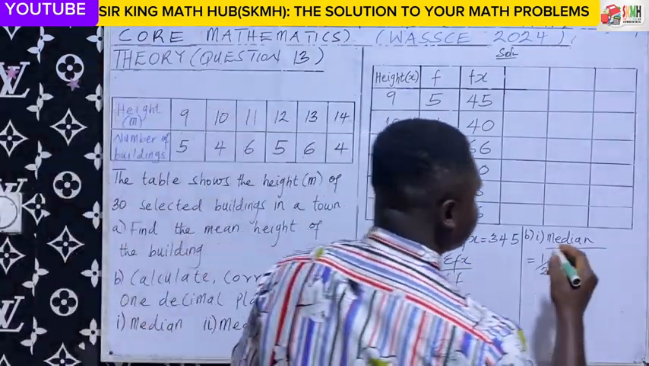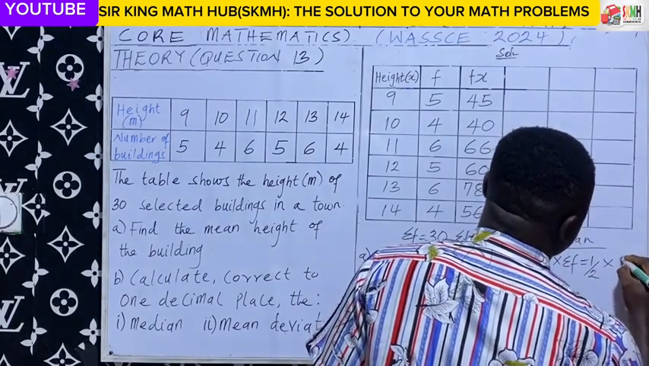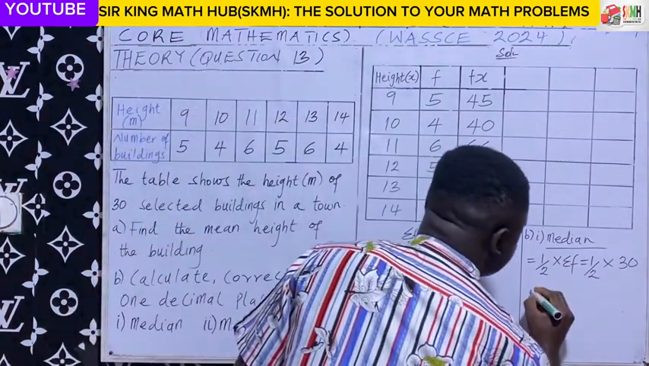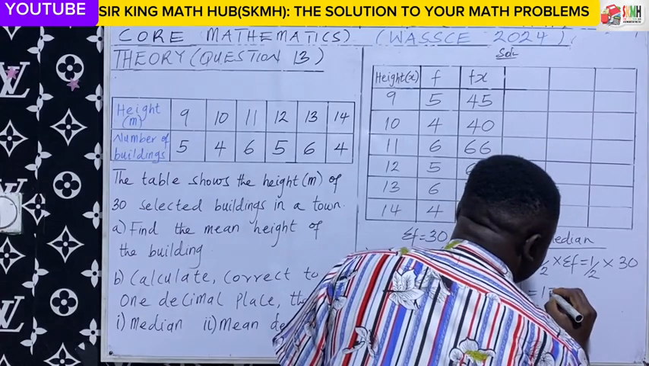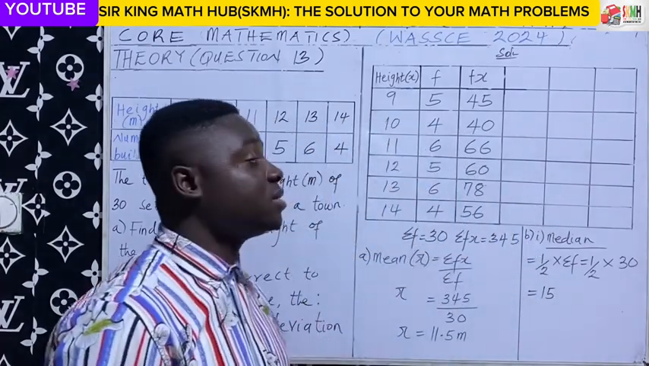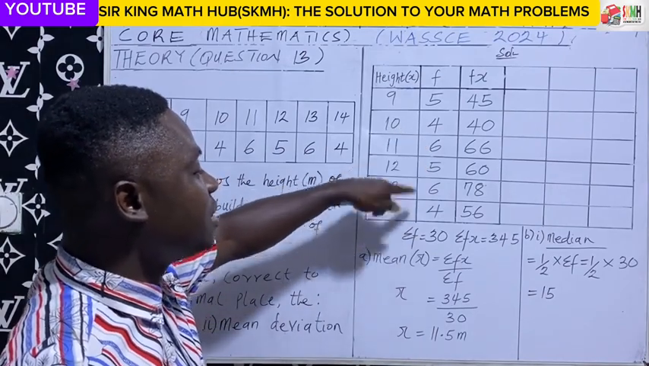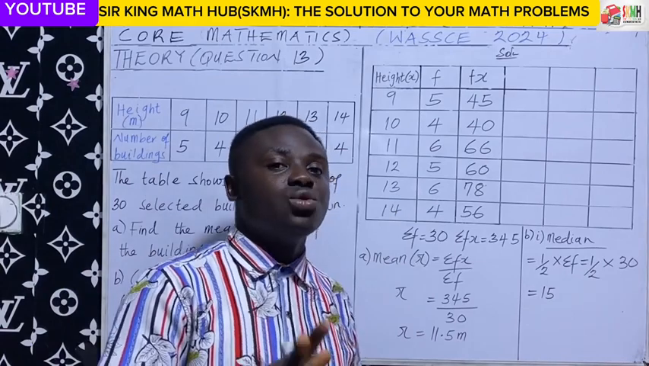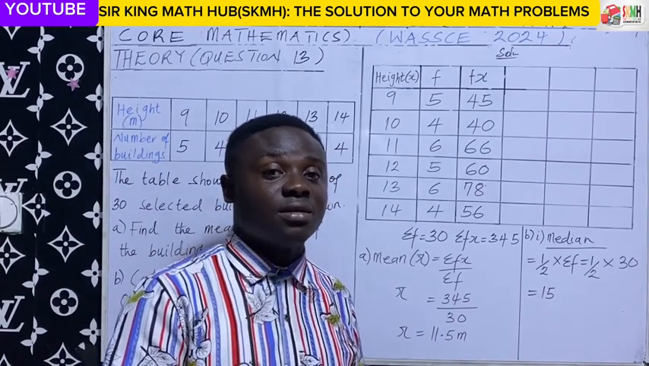So we can do the substitution. We know that the summation f here is 30. So what does this mean? Half of 30, that is 15. Now take note. Because the summation f here is an even number, it means that we will have two numbers as the median. Two numbers will be at the center.